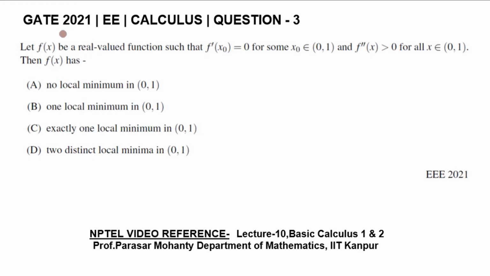This question was asked in GATE 2021 EE paper for 1 mark. Let f(x) be a real valued function such that f'(x0) is 0 for some x0 in (0, 1) and f''(x) is greater than 0 for all x in (0, 1). Then f(x) has, for this question, 4 options have been given, out of which one of them is correct.